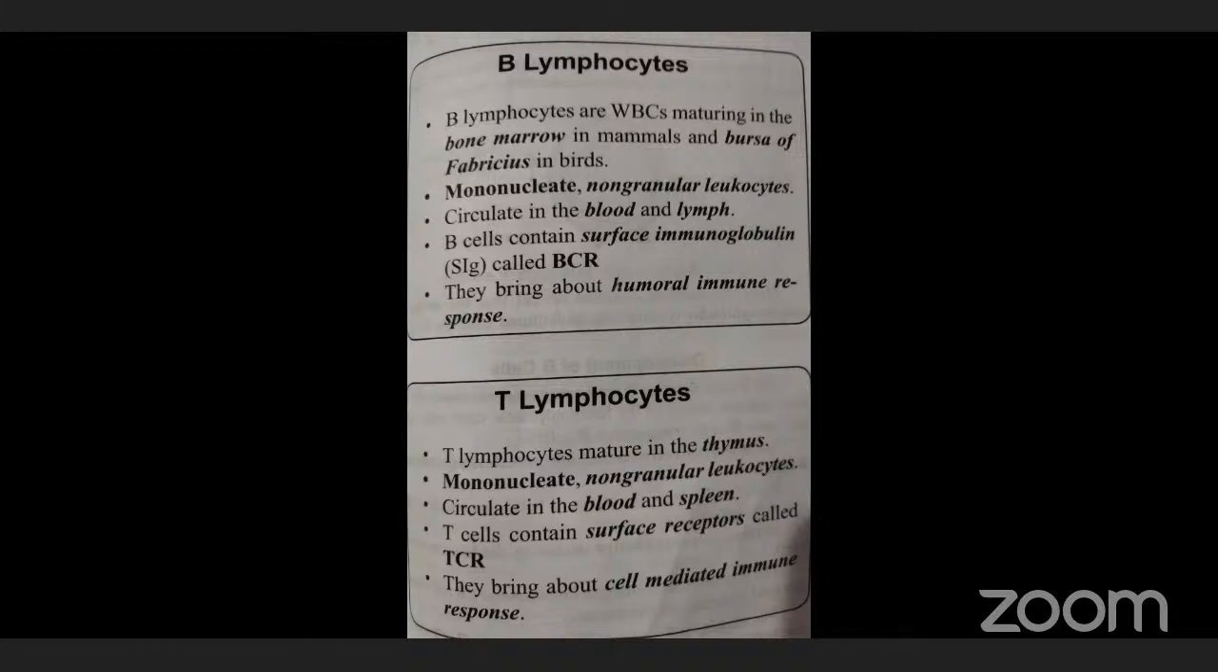Similarly, the T lymphocytes mature in the thymus. They also circulate in the blood and spleen. Here the T cells also contain a surface receptor called TCR. Receptors mean binding sites. It is like a lock and key. A specific key is responsible for opening a particular specific lock. Clear? All keys do not fit all locks. So one particular lock has its specific key only.